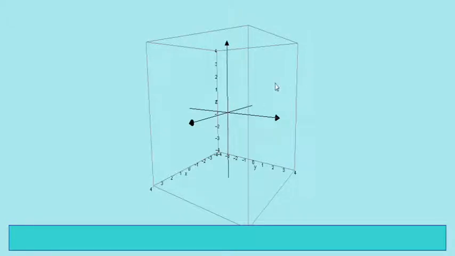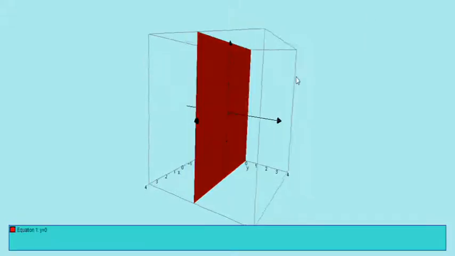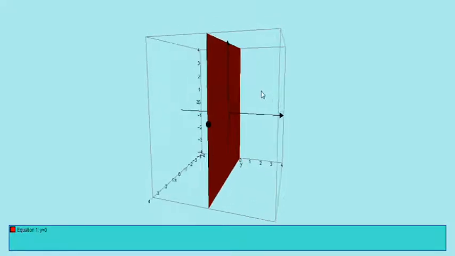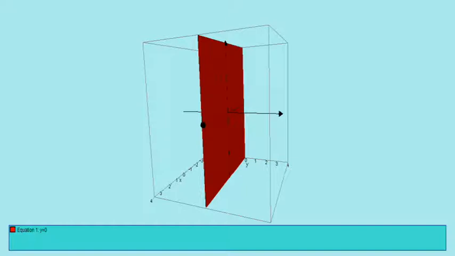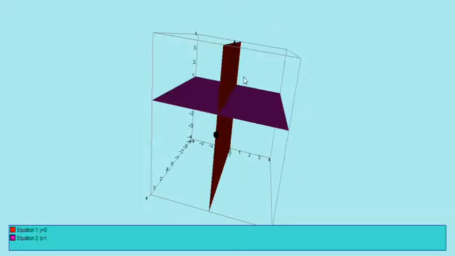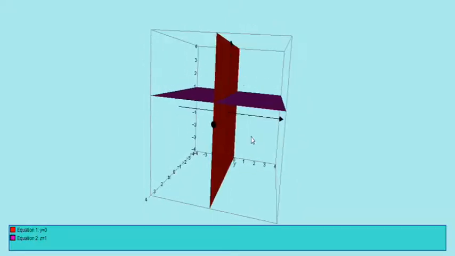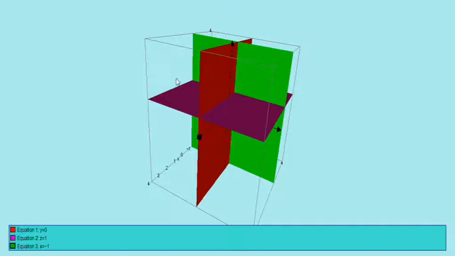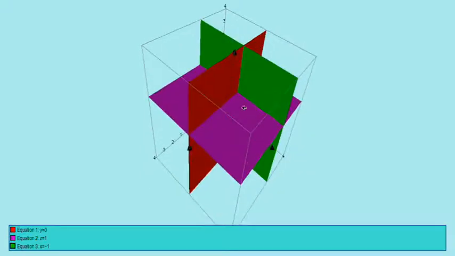Now the first plane I'll graph will be y equals 0. And next I'll graph the plane z equals 1. And we can see those two planes currently have a line where they meet along here. Next I'll plot the graph of x equals -1. And we can now see that those three planes meet at a common point here.